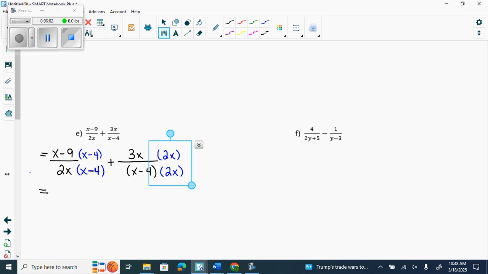If you put them together, your non-permissible values are going to be really hard to find, correct? So would that be helpful putting them together? No. So this denominator is 2x, x minus 4. Yay, I have a common denominator. This one is 2x, x minus 4. Yay, I have a common denominator. You agree? What do I have to do with the numerators? Starts with a D.